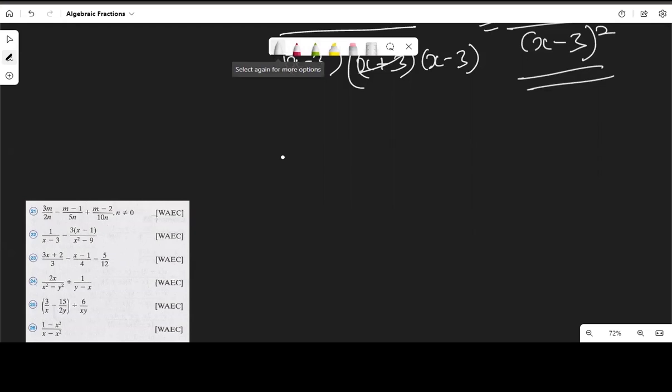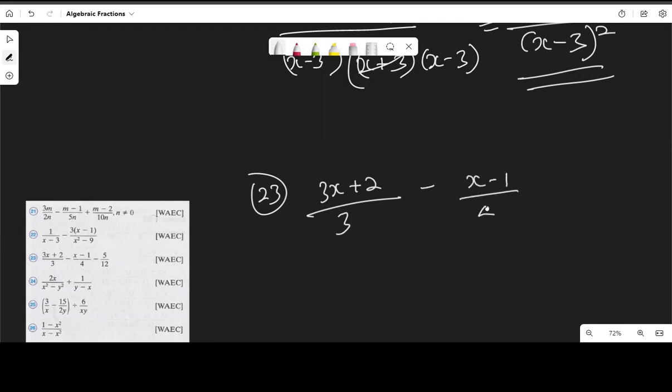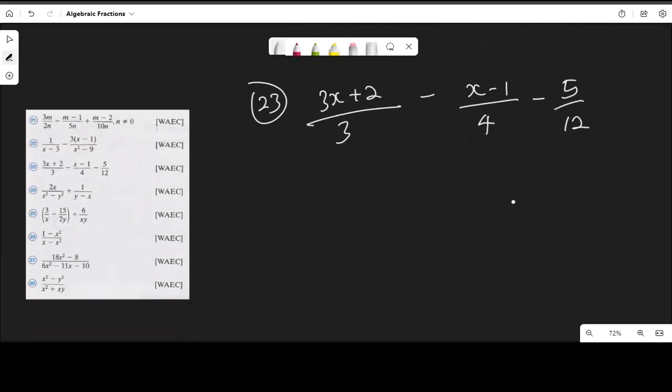Question 23. We have 3x plus 2 over 3 minus x minus 1 over 4 minus 5 over 12. Again, we need to look for the LCM of these fractions 3, 4, and 12. The LCM is 12 itself. 12 divided by 3 is 4. Multiply the 4 by the numerator.